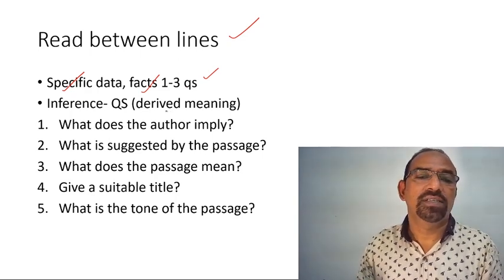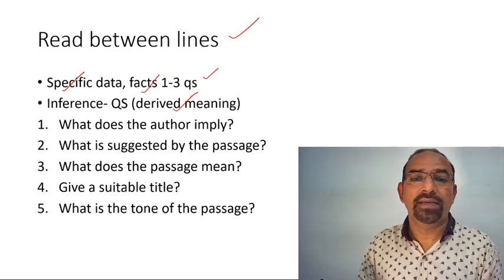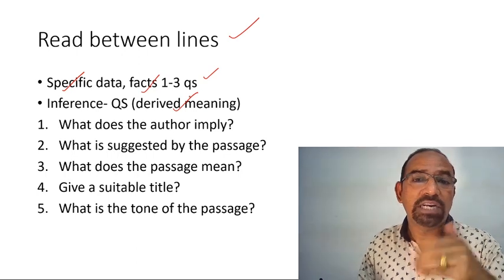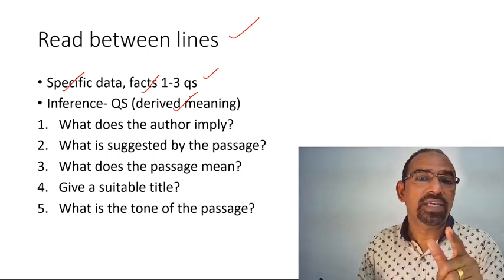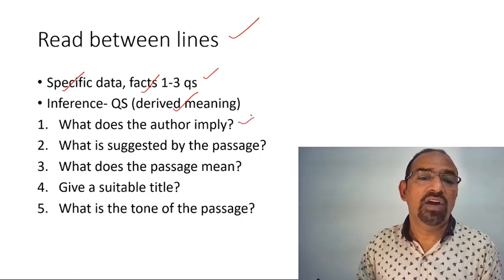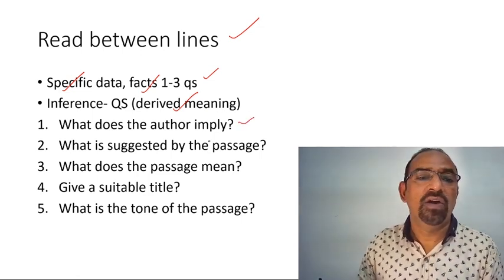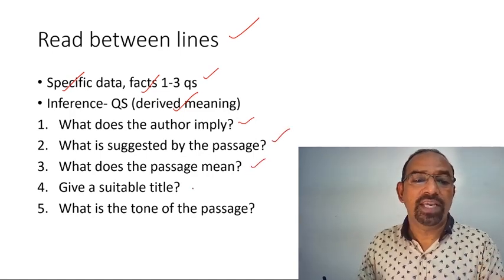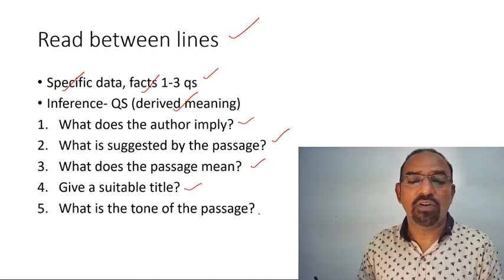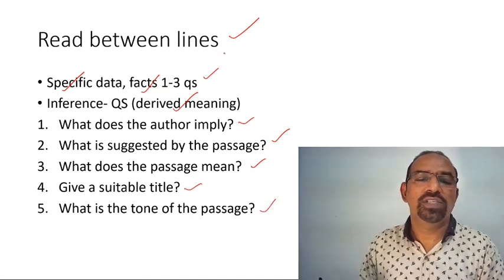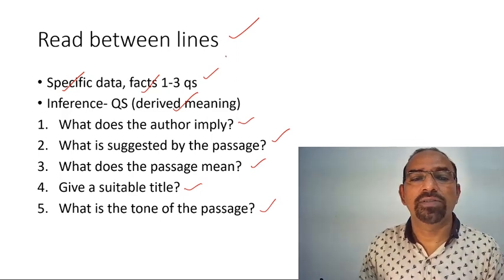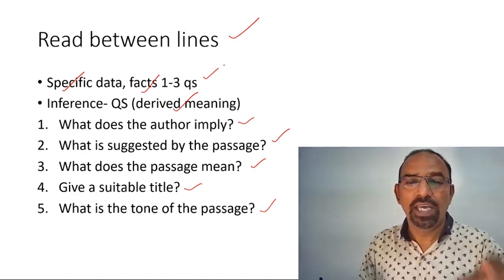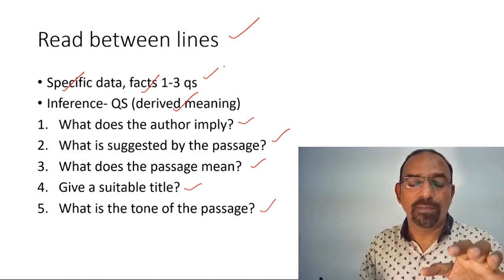Inference questions, that is derived meaning. You don't get direct answers from the passage. You have to derive the meaning. That is inferential questions. Questions like what does the author imply? What is suggested by the passage? What does the passage mean? Give a suitable title. What is the tone of the passage? All these question types are inferential types. You have to derive the meaning after reading the entire passage. A broad outlook of the passage is essential.